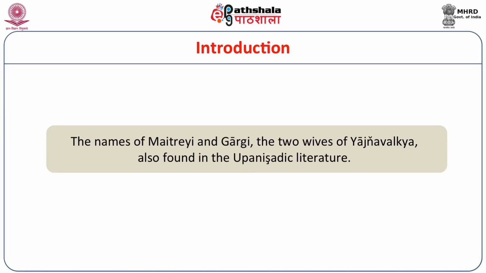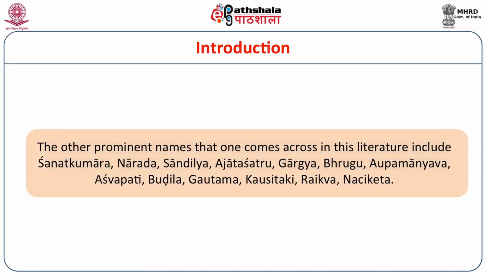Similarly, the names of Maitreyi and Gargi, the two wives of Yajnavalkya, are also found in the Upanishadic literature. The other prominent names that one comes across in this literature include Sanat Kumara, Narada, Sandilya, Ajatasatru, Gargya, Bhrugu, Aupamanyava, Ashwapati, Budila, Gautama, Kausitaki, Raikva, Nachiketa.